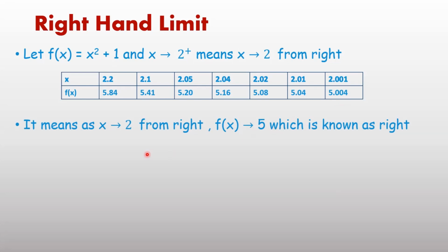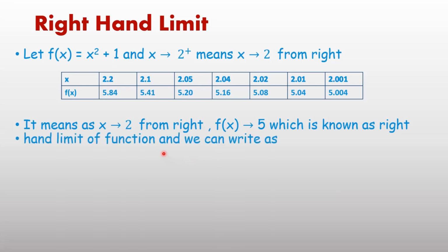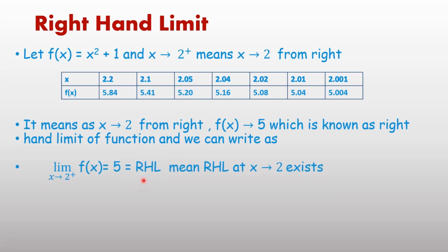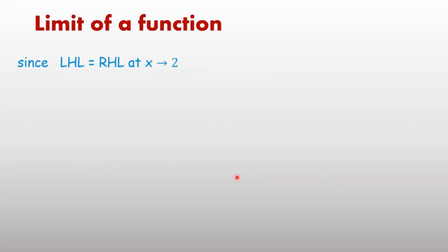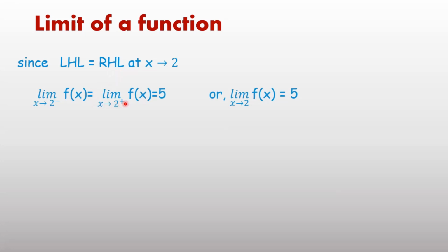It implies x tends to 2 from right, then f(x) tends to 5 from right also, which is known as the right hand limit of the function, denoted by RHL as limit x tends to 2 plus f(x) equal to 5. And also you can say the right hand limit exists at x tends to 2. Now, the limit of a function: if the left hand limit and right hand limit at a point are equal, then we can say the limit exists at that point, and in short form we can write limit x tends to 2 f(x) equal to 5.